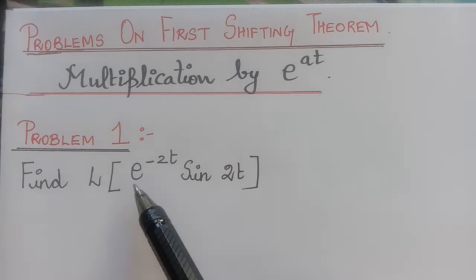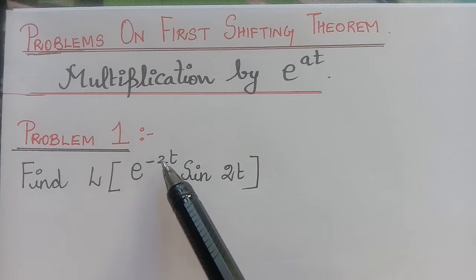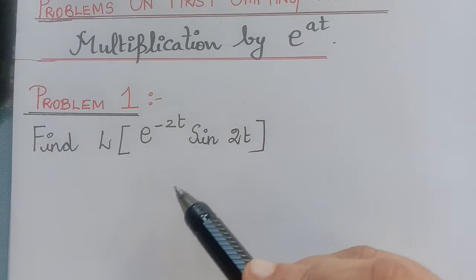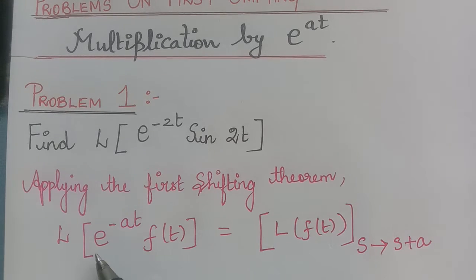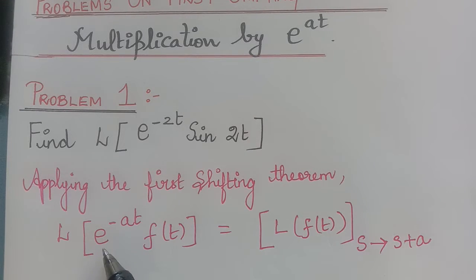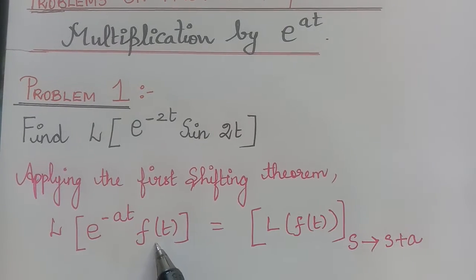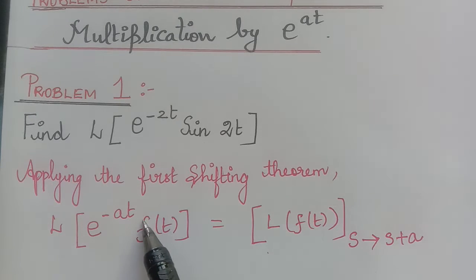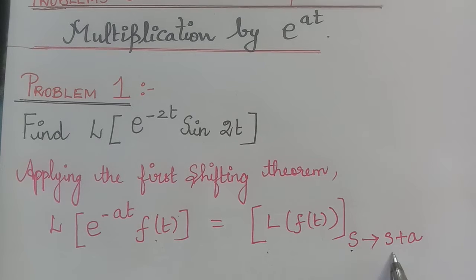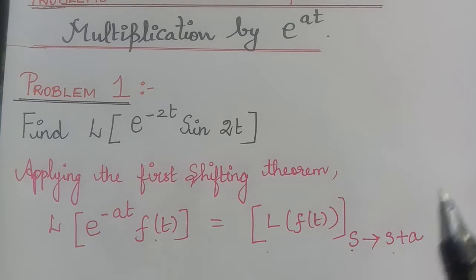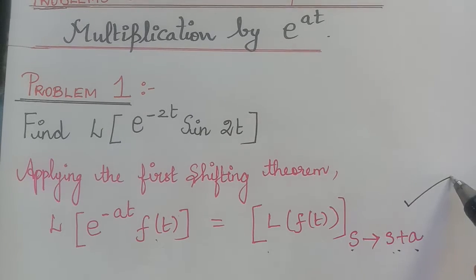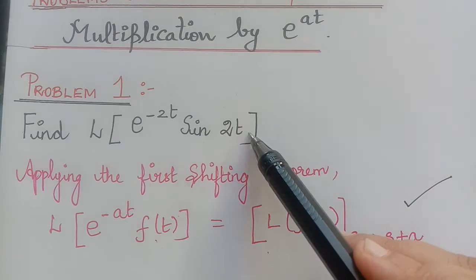Now here we have e to the power negative 2t, so we will be using the first shifting theorem, which is given by: the Laplace transform of e to the power negative at f of t is equal to, we first find the Laplace transform of f of t and replace s by s plus a. Because we have minus a here, we replace it by s plus a. So this is the first shifting theorem.